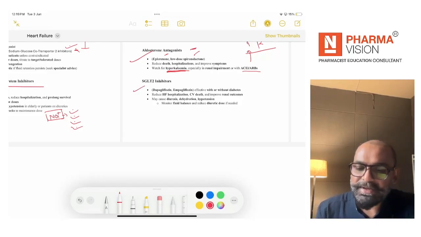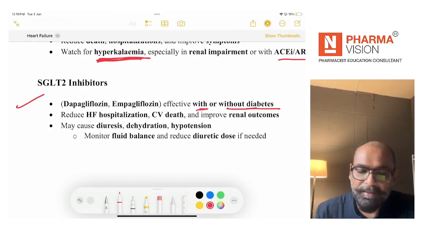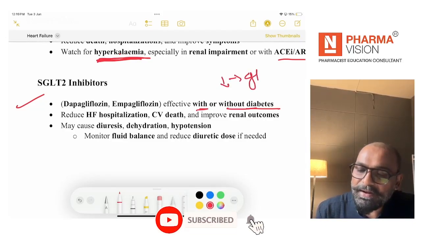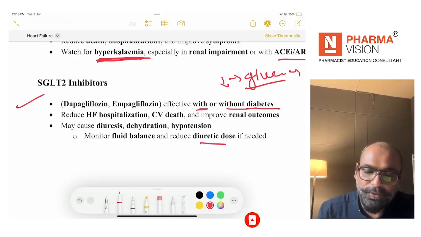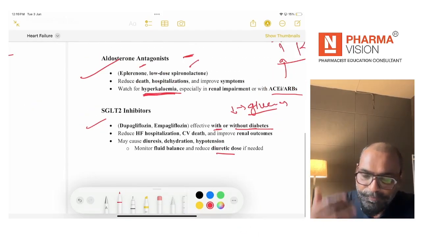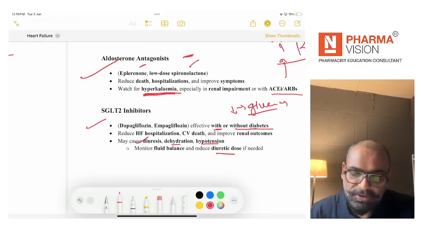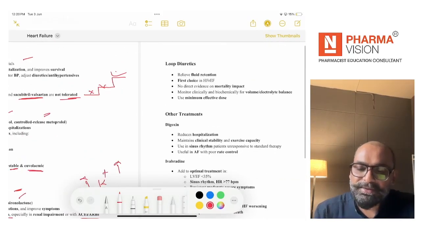SGLT2 inhibitors, with or without diabetes. This is an important word that you have to keep in mind. Okay, they reduce glucose level, that means an osmotic effect, and due to that the diuretic effect can be executed. Due to diuresis, the patient can also experience dehydration and hypotension.